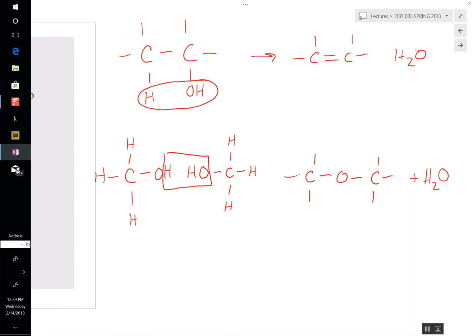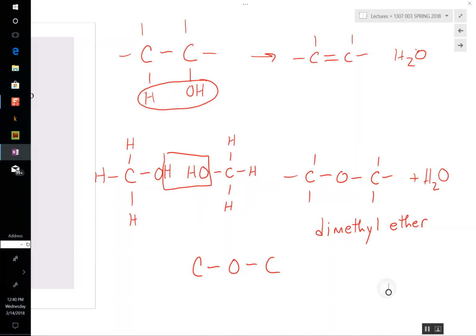The ether functionality is this. Carbon, an oxygen sitting between two carbons, is the ether functional group. We started with methanol, and we're going to get here dimethyl ether. We just call it dimethyl ether. You can see right in the name. What kind of molecule is this? What functional group does it belong to? Ether. It's an ether.